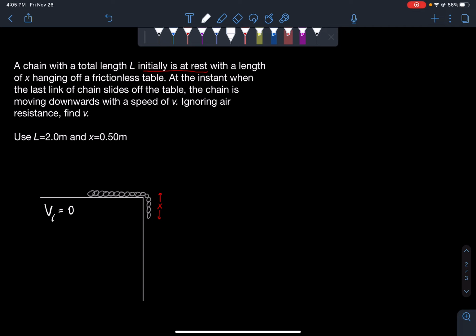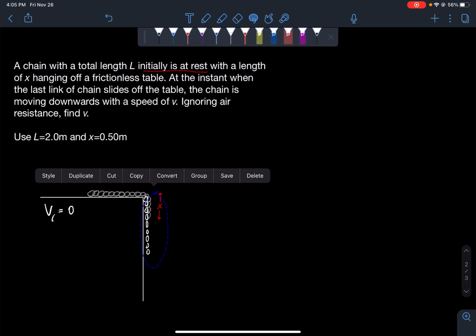Okay, and then the question is saying, let's see, at the instant when the last link of chain slides off the table. So if you can imagine, I guess I'll just kind of draw it in white. So at some instant, I'm drawing it a little far away from the table, but at some instant, the chain will be right there. The last link will have just fallen off. So what is the speed in that case?